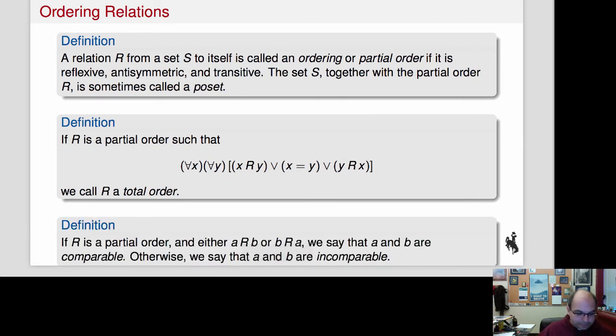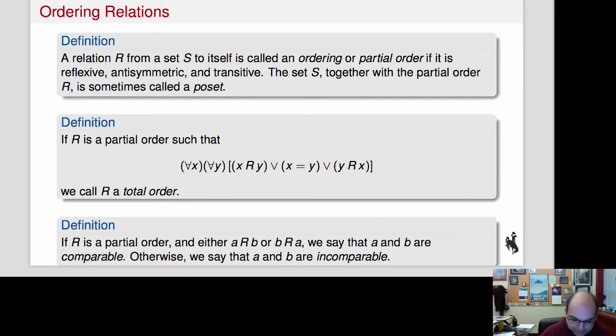Now, I brought up this word before. I kind of snuck it in, but now I can define it a little bit better. If you have an ordering and you have two elements, and it is in fact the case that your ordering lets you compare those two elements, then we call that comparable, okay?